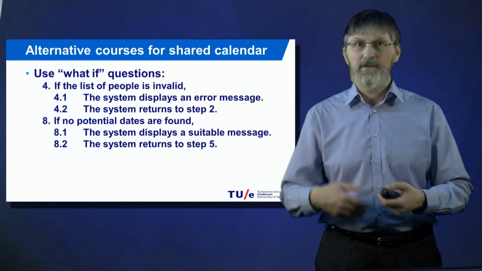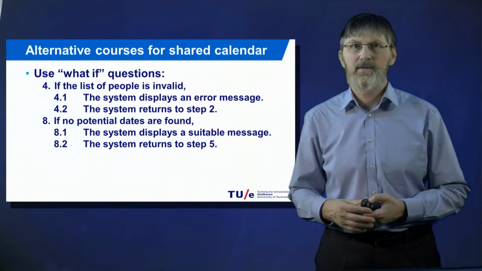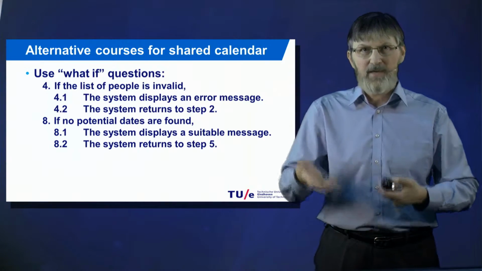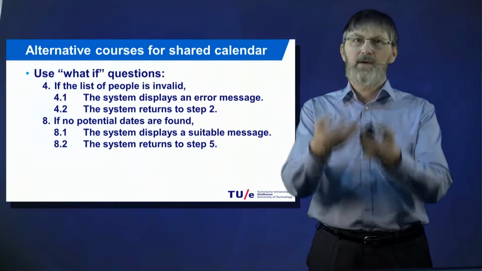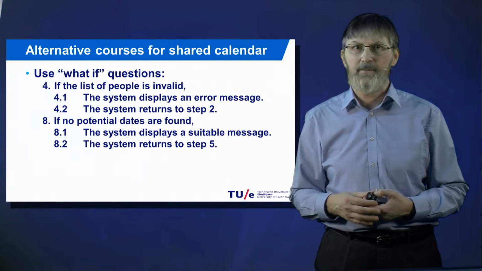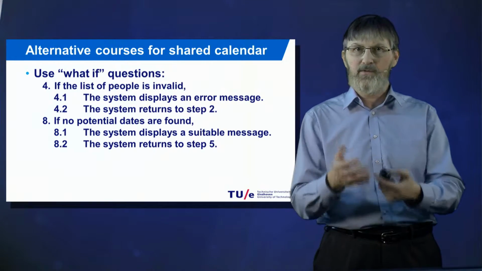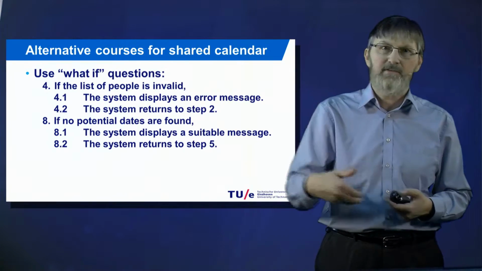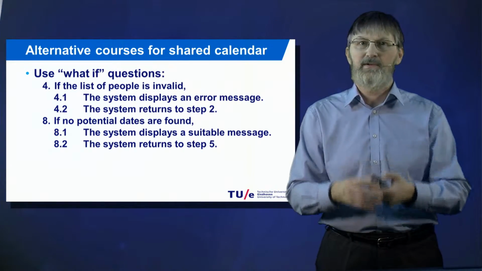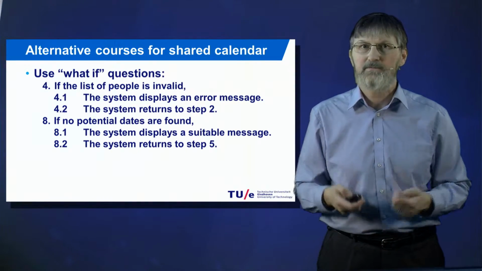This allows us to ask some what-if questions. For instance, in step 4, there is a check whether the list of people is valid, but the use case doesn't say what happens when it's not. So we can now ask, what if the list is not valid? And then we go back to an earlier step. Or what if the system cannot find a potential date when everyone is available? Then the system will again have to show a message, return to an earlier step, and where you, for instance, can change the constraints for the meeting. Maybe a shorter meeting is possible.